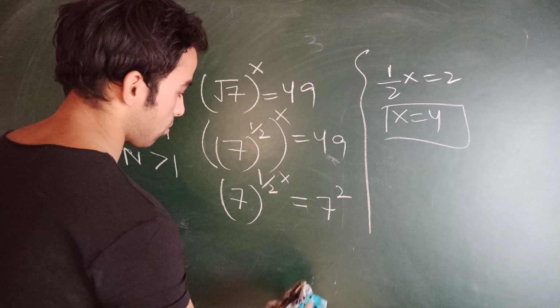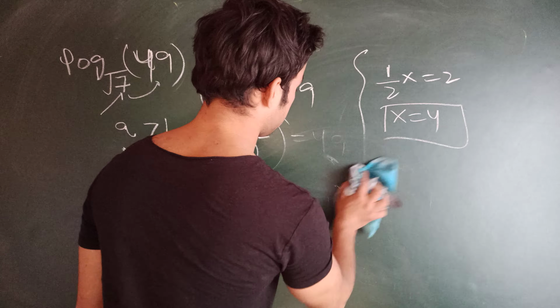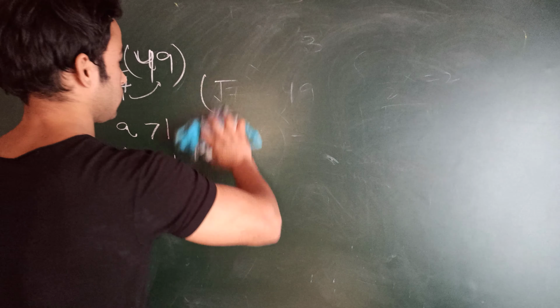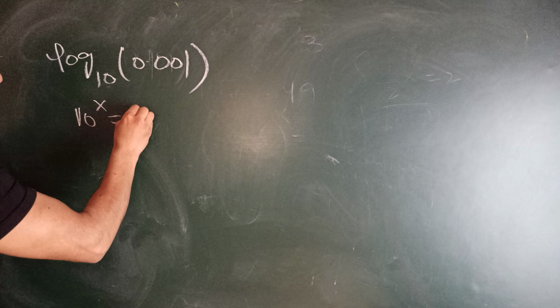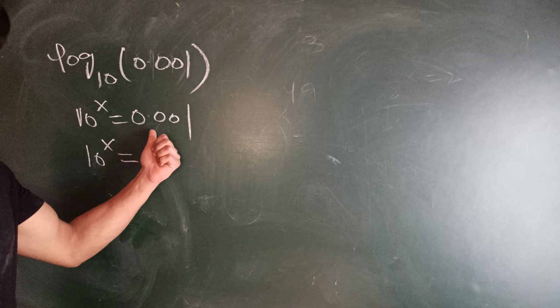Okay, let's see one more. Log base 10 of 0.001. Again, we can write it in the exponential form. I can say 10 has been raised to the power of x, and I got 0.001. In fraction form, it can be written as 1 upon 1000. Now this 1000 is actually 10 to the 3.